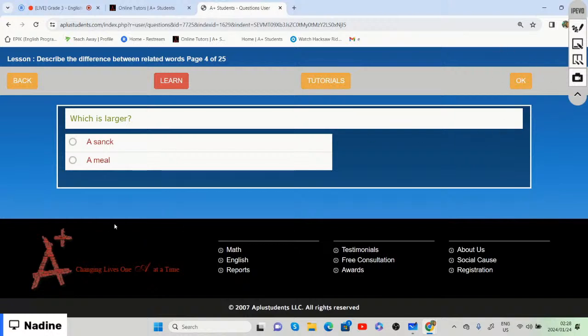So which is larger, like bigger? Is it a snack that is larger or a meal that is bigger? Which one is larger? Is it a snack or a meal that you're going to eat? And if we were to say which one is larger, we'll say a meal is larger.